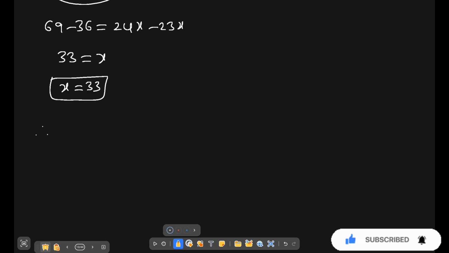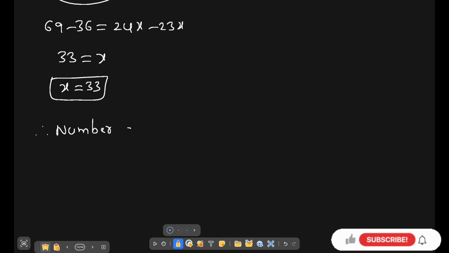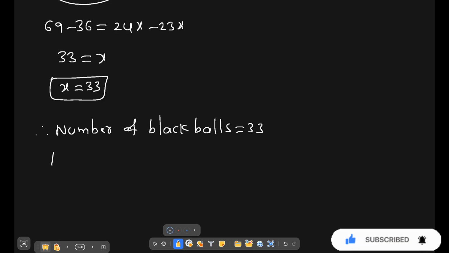Therefore the number of black balls is 33. The number of red balls is 3 more than the black balls, right? So the number of red balls is equal to 33 plus 3, which is equal to 36.